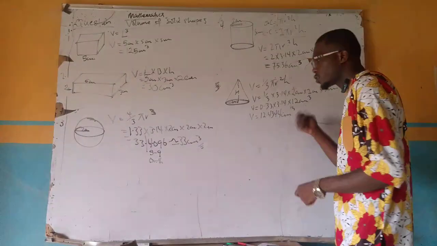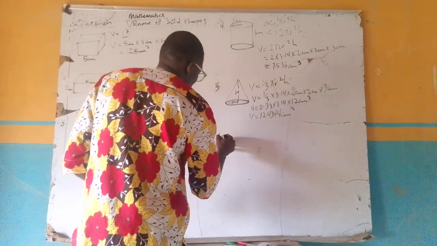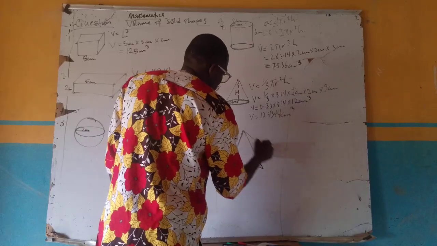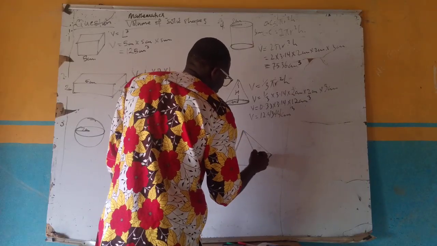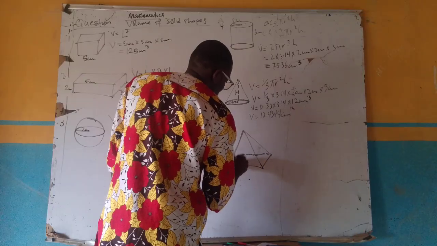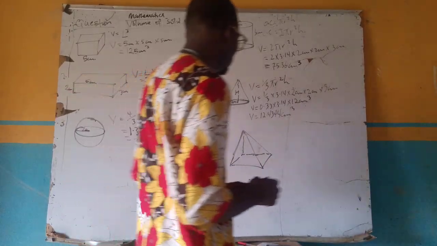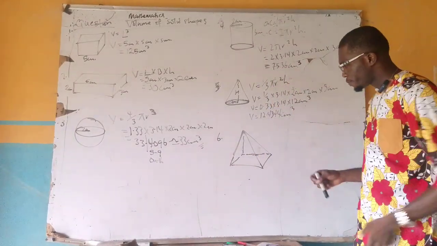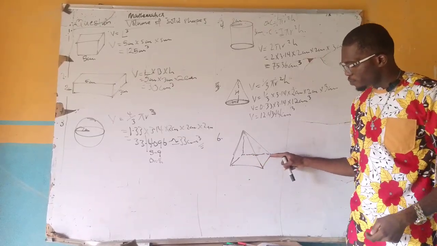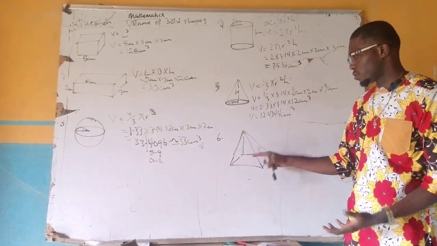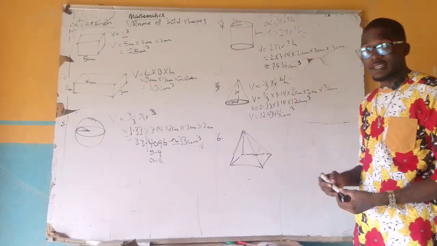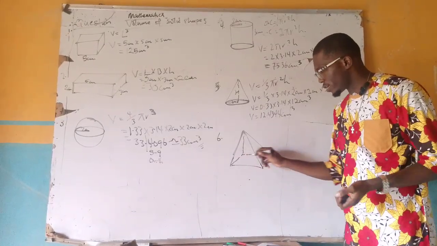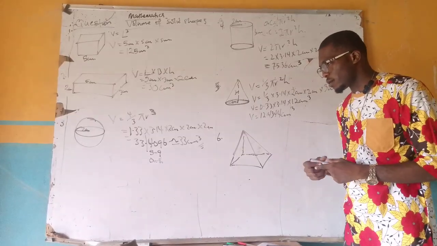So let's go to the last one for solid shape. Number 6, we have a pyramid, just like the one in Egypt, or like a roof of a house. What can we observe from a pyramid? We have a plane shape at the base. Let's say this is a rectangle. So we have a rectangular base pyramid, where this side is longer than this side.